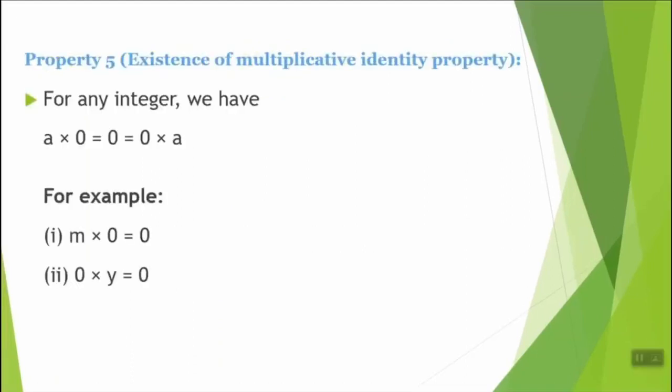Now property number 5, which is the multiplicative property of zero, which states that if we multiply 0 with any integer, a multiplied by 0 or 0 multiplied by a, the product is always 0. For example, if m and y are any two integers, and if you multiply 0 with them, the product is always 0. This brings to the end of today's session on multiplication of integers.